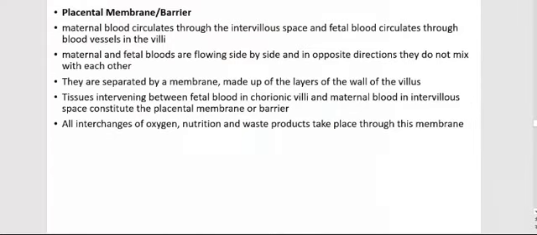Now the placental membrane barrier. These are the barriers which separate the maternal blood from the fetal blood. Maternal blood and fetal blood can never mix. So there is what we call the placental barrier or placental membrane. This membrane is just made up of layers of the wall of the villi. That is where the nutrients and the oxygen will diffuse to reach the fetal blood.